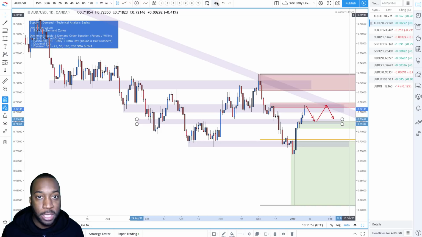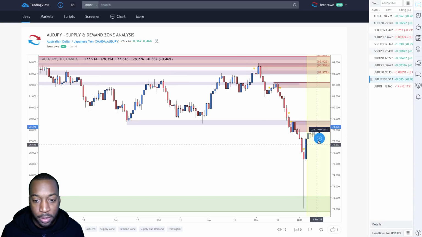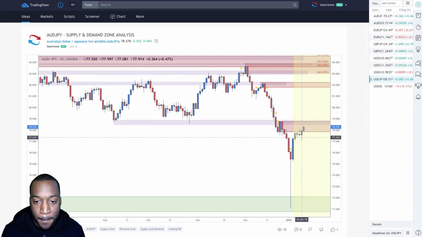And finally, we have the Australian dollar, Japanese yen. And again, actually a bit better this week as far as it's reacted. So other than the other Japanese pairs, you've had a bit of a reaction, pullback. And again, I guess prices have been a bit risk on this week. There's been some risk on sentiment.